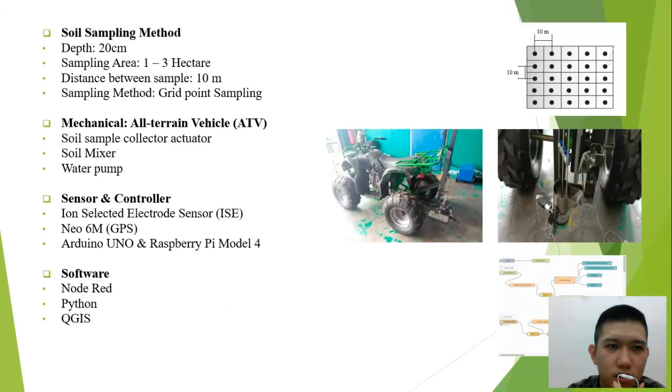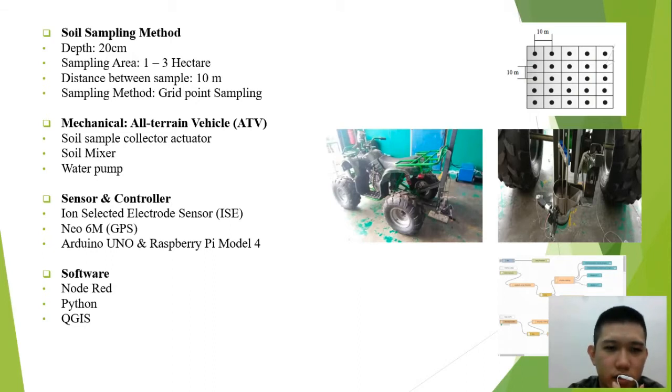This is the soil sampling method that we have used. The depth of soil that we collect is 20 cm, and the sampling area is 1 to 2 hectares. The distance between our samples is 10 meters for each sample, and the sampling method is using grid point sampling. For our mechanical part of the ATV, the soil sample collector actuator was installed with the soil mixture and water pump.